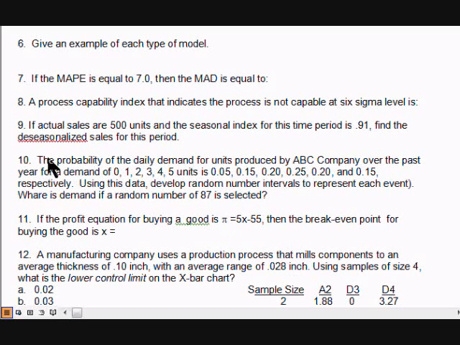All right, now we have probability of daily unit demand for ABC over the last year is 0, 1, 2, 3, 4, 5. And here are the number of units, and then these are the probabilities. So what we want to do is figure out the random number intervals to represent each event, and what's the demand if the random number 87 is selected. So we just kind of work our way up here till we find the one where 87 is below the next threshold. So here we are, that's 5.